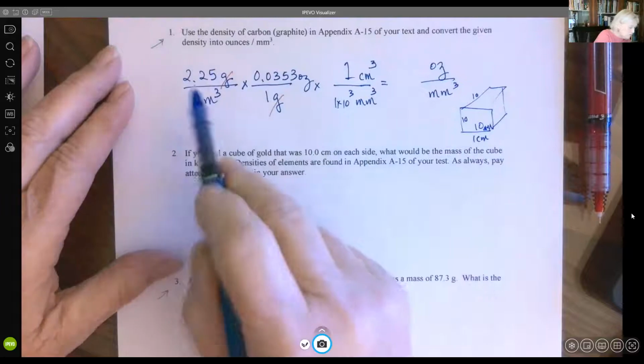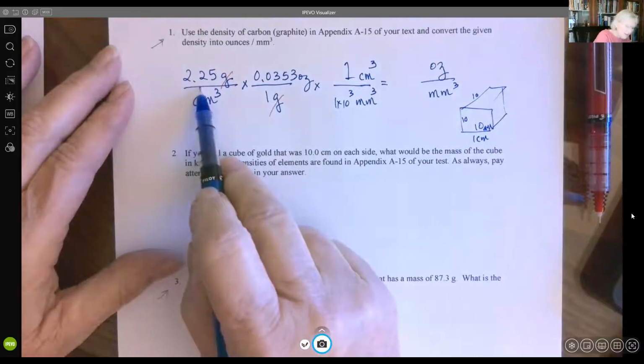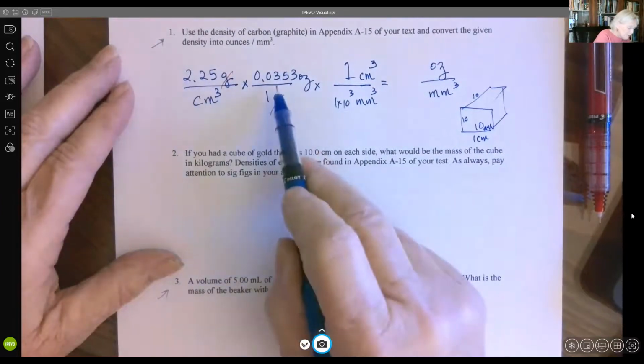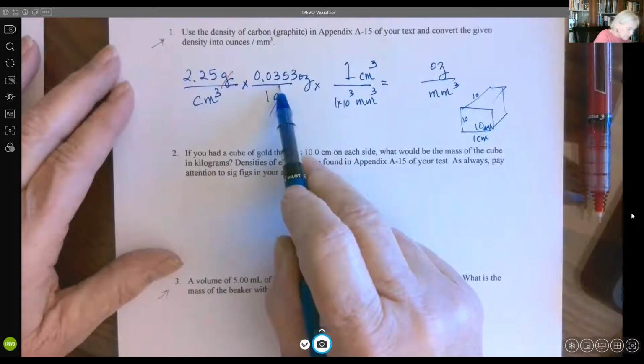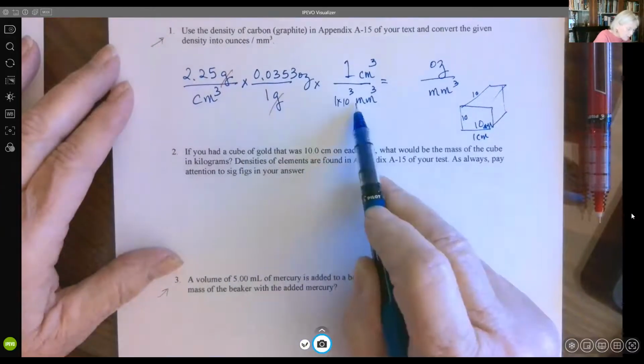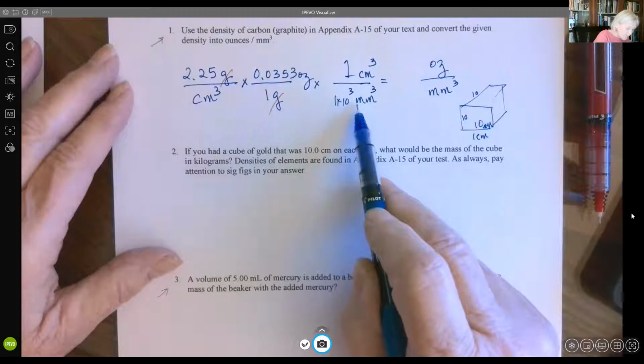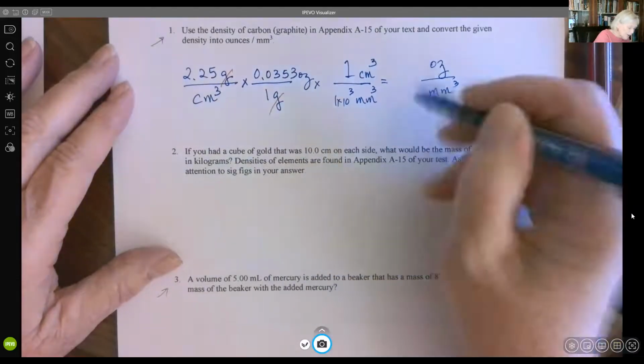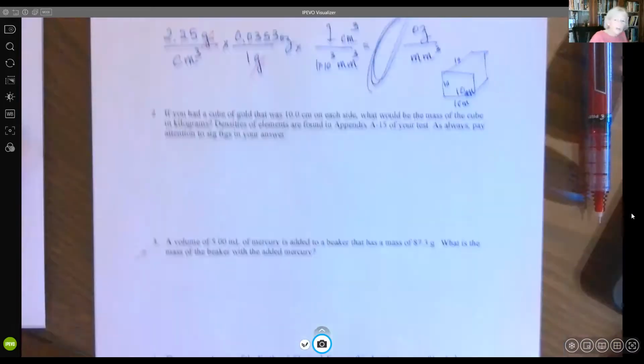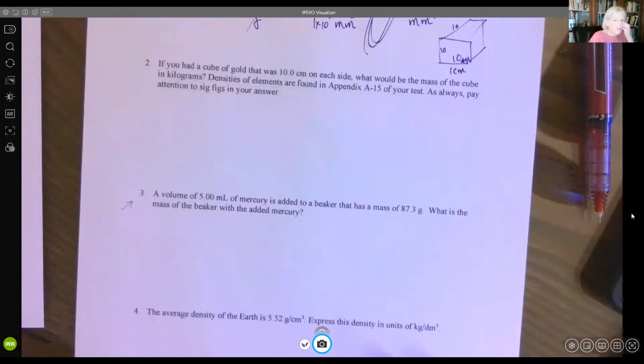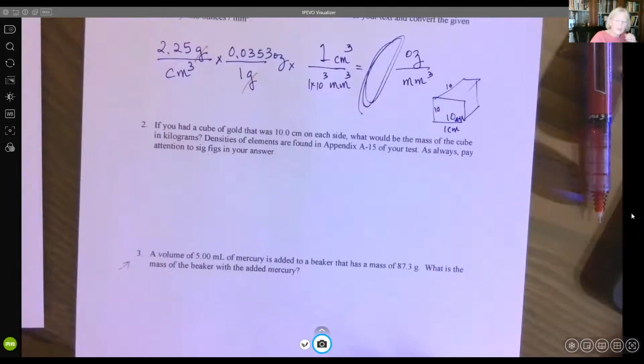So I would punch 2.25 into my calculator times 0.0353 divided by 1 times 10 to the third. And there you would write your answer. You can look that up on Schoology. Know that sig figs, unit, and the number itself counts.